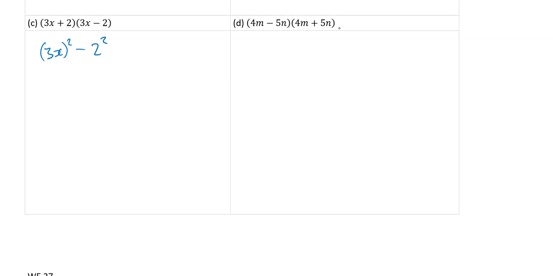And the x, yeah. And I want to make sure that as I'm writing it down, I'm not going to forget that that square is applying to the 3 and the x. So correct. So my next line would just be expanding that if you wanted to expand it. 9x squared minus 4.